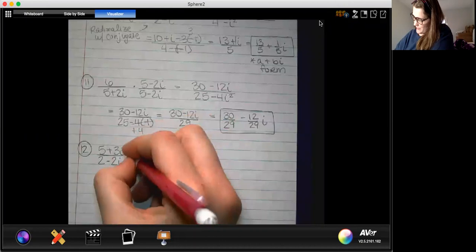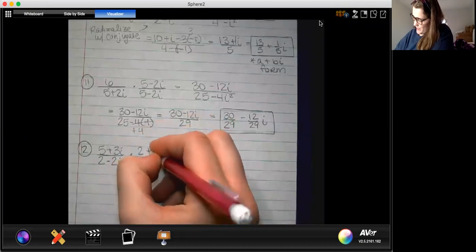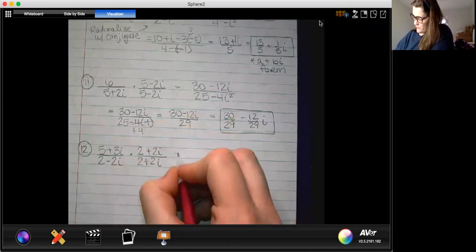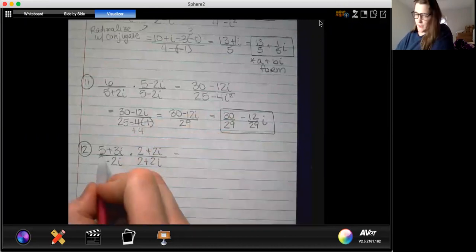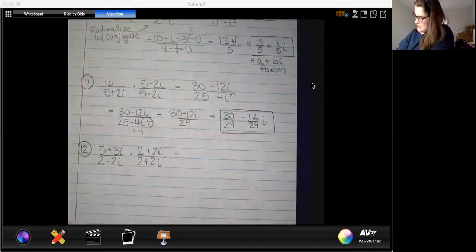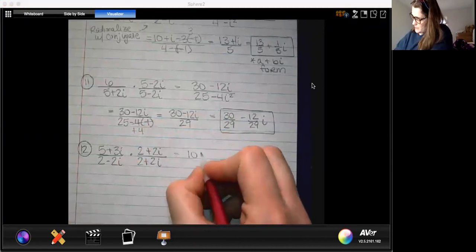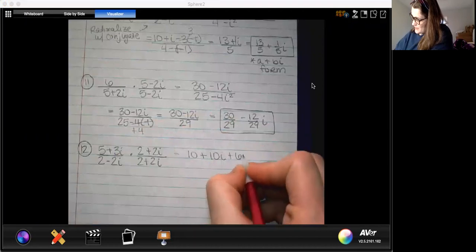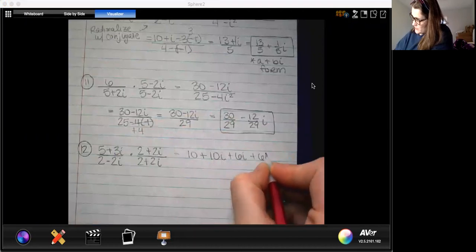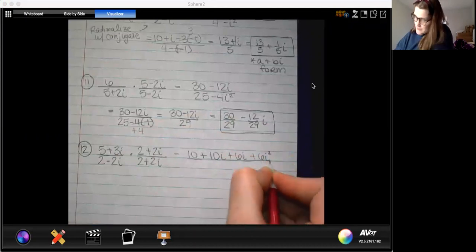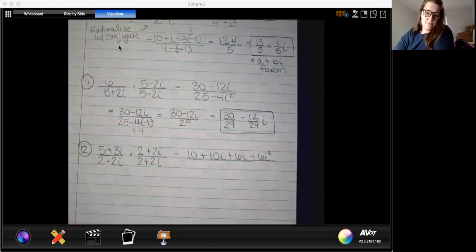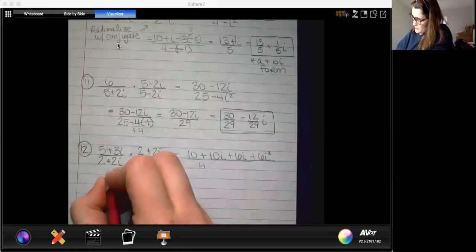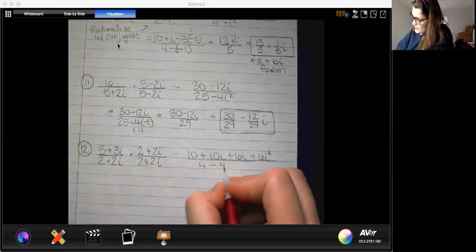So we need to multiply by 2 plus 2i. We have the FOIL on the top and bottom. So we have 10 plus 10i plus 6i plus 6i squared, divided by 4, we know it's a conjugate, minus 4i squared.